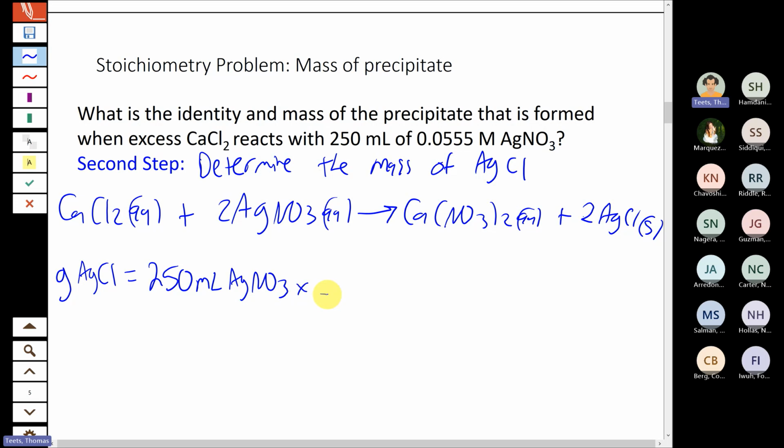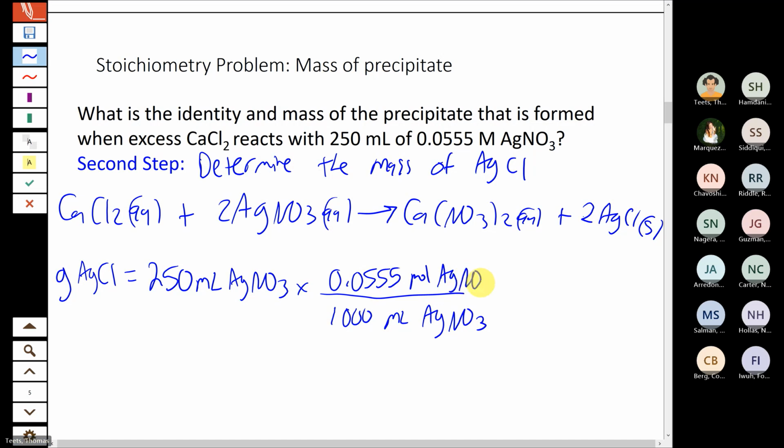And then we're going to use molarity to convert into moles. Just like we did in the one example problem earlier, we can write it as moles per 1,000 milliliters, so milliliters in the denominator so that the volume units cancel out. Molarity is 0.055, so that means there's 0.055 moles of silver nitrate per 1,000 milliliters of solution, so that cancels out.